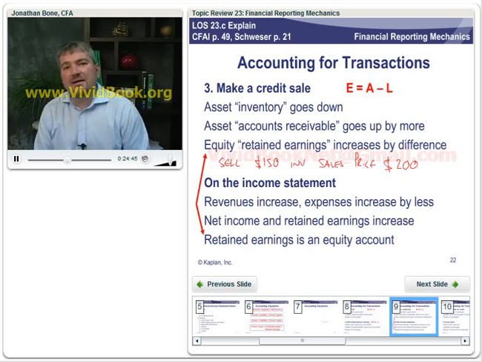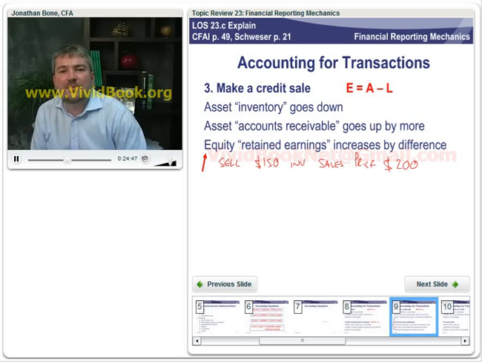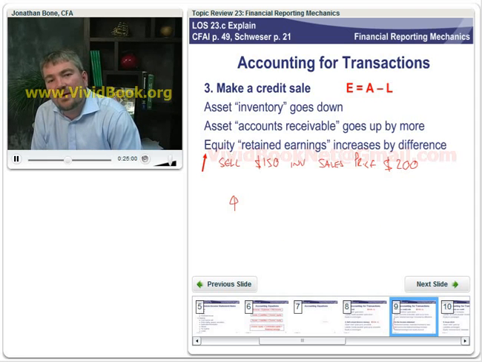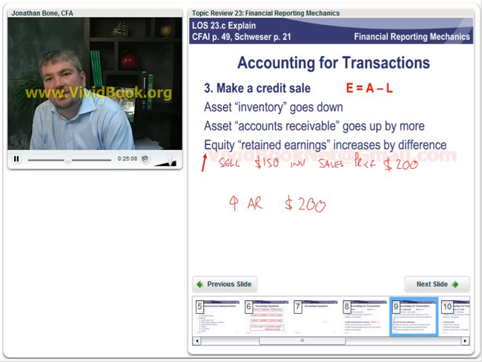Now, let's deal with the sale of 200. What we're going to do here with the sale price of 200 is increase our accounts receivable, trade receivables, because our customer now owes us $200, so we're making an assumption that it's a credit sale here. And of course, the other side is in the income statement, we're going to increase sales by $200.